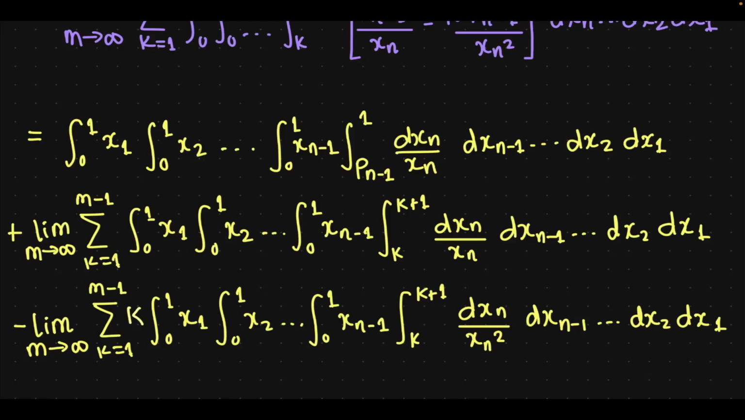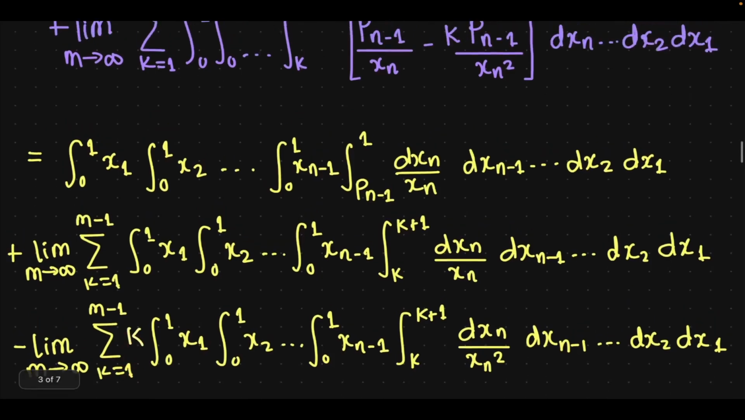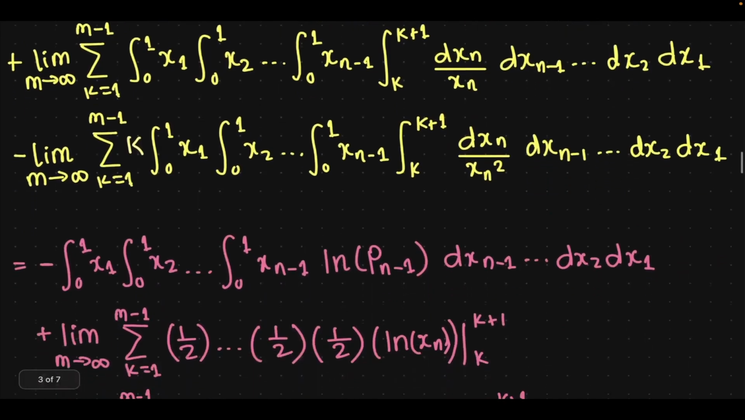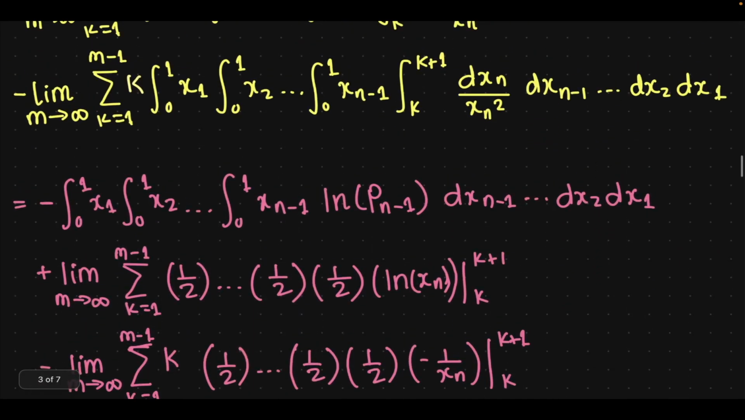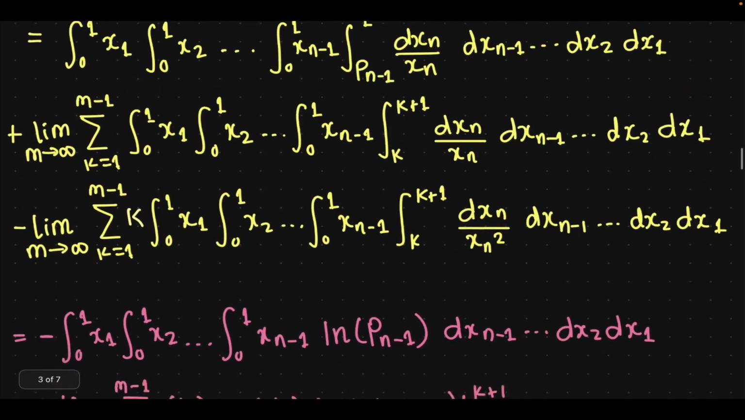Okay, so we have the limit, the sum, and then we have the k term that was there. We have x1, x2 under their integrals respectively till x_{n-1}, and then the last x_n integral, which is dx_n over x_n squared from k to k plus 1. Okay, now moving on, the first integral we can just integrate with respect to x_n.